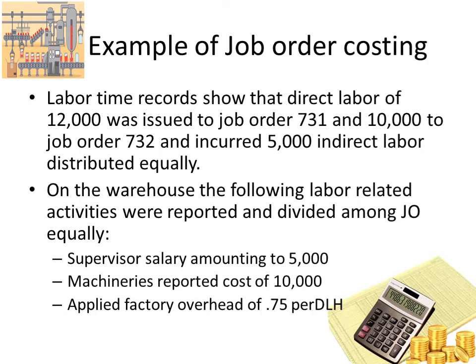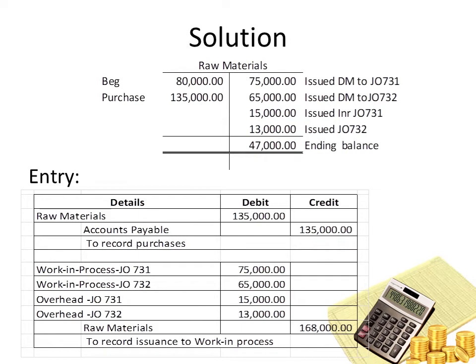So, labor time records show that direct labor hours amounting to 12,000 were issued to job order 731 and 10,000 to job order 732, and incurred 5,000 indirect labor distributed equally. In the warehouse, the following labor-related activities were reported and divided among the job orders equally. So we have supervisor salary amounting to 5,000, machineries reported cost 10,000, applied factory overhead at 7.75 per direct labor hour. So for this one, we compute first the actual.